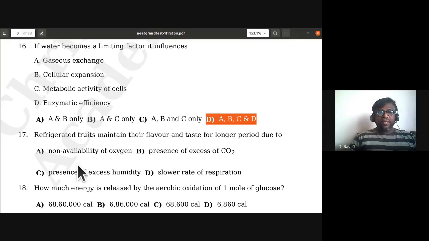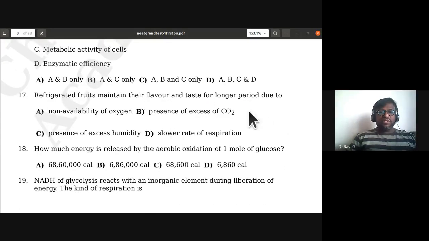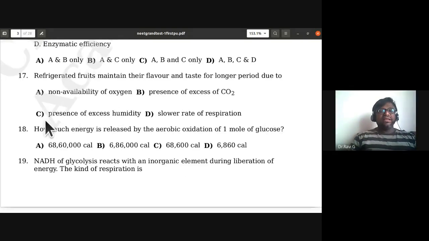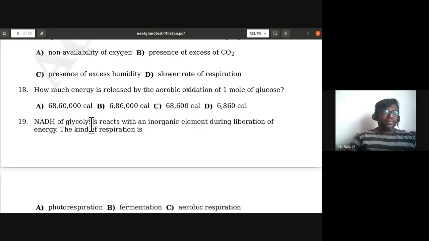Next one. Refrigerated fruits maintain their flavor and taste for a longer period due to non-availability of oxygen, presence of excess carbon dioxide, presence of excess humidity, or slower rate of respiration. See, whenever we place fruits in the fridge or refrigerator, it maintains their flavor and taste for a longer duration because of the slower rate of respiration. So D is the answer for that.